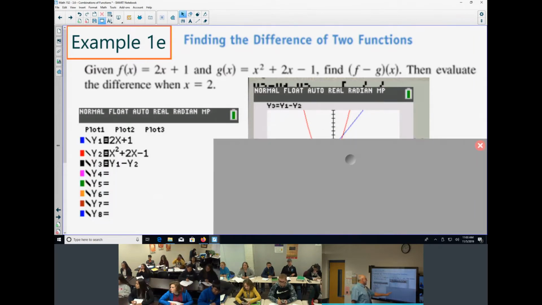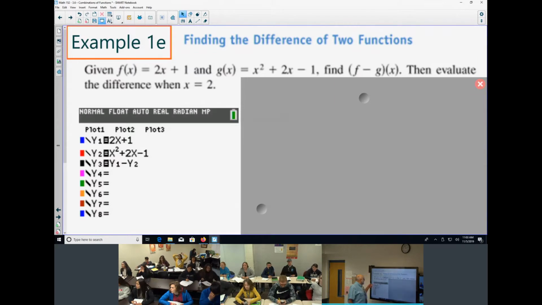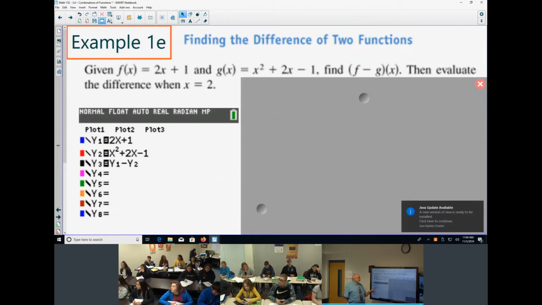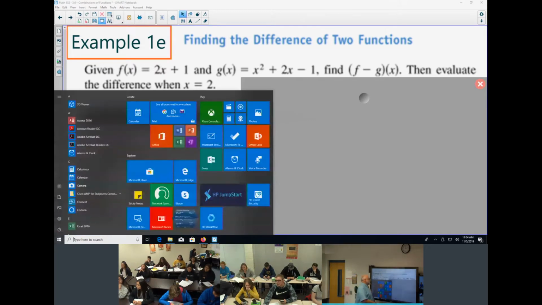So we take the f function and we type that in for y1, the first function in for y1, and then the second function in for y2. And then if we're adding, then for the y3, we do y1 plus y2. If we're subtracting here, we got to make sure we're subtracting in the right order. And so we type in y1 minus y2. All right, now let me grab the calculator and let me just show you.